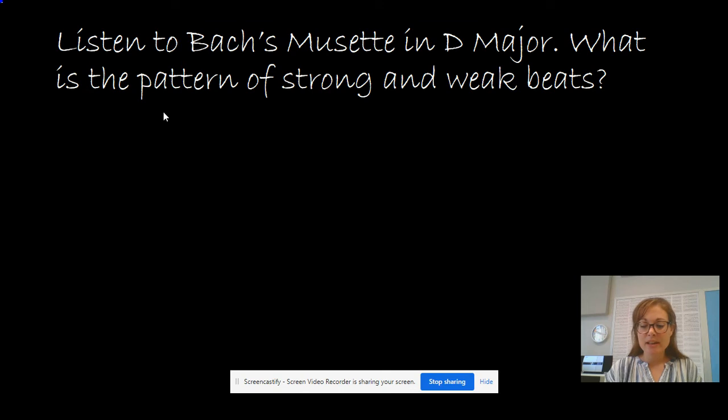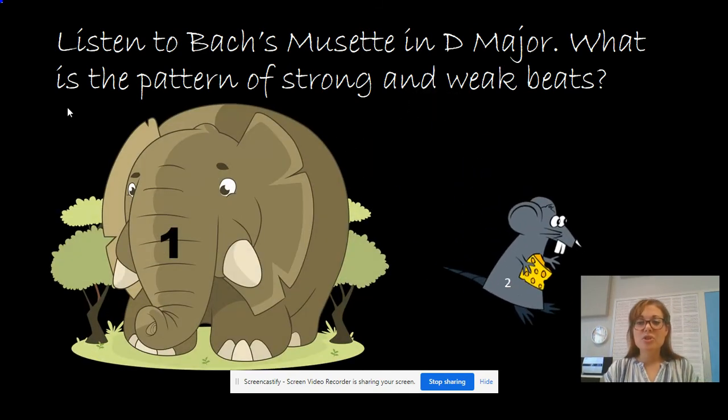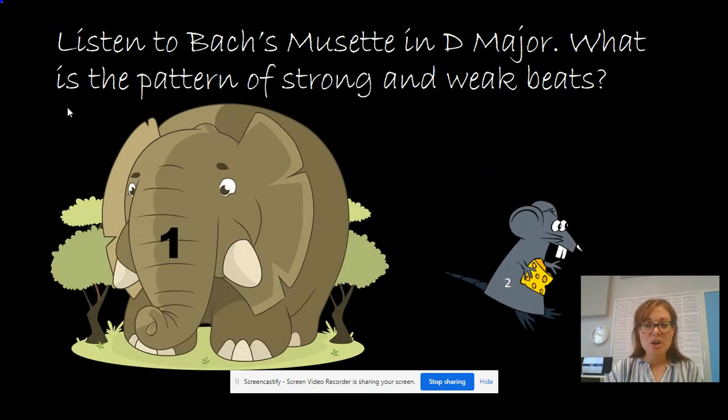Let's listen this first time. Okay, so the pattern of strong and weak beats in that song goes strong, weak, strong, weak, strong, weak, strong, weak, one, two, one, two, one, two, one, two.